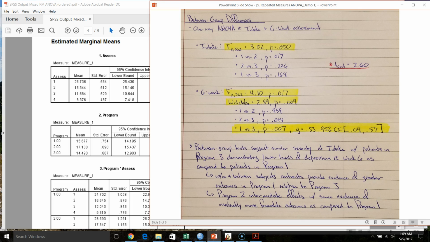So the combination of our within and between suggests that, at least in comparison to program 1, program 3 may have better outcomes in terms of reductions in depression, and where people are ending up at 6 weeks post-treatment, and then maybe program 2 somewhere intermediate within that, with some evidence of more favorable outcomes relative to program 1.